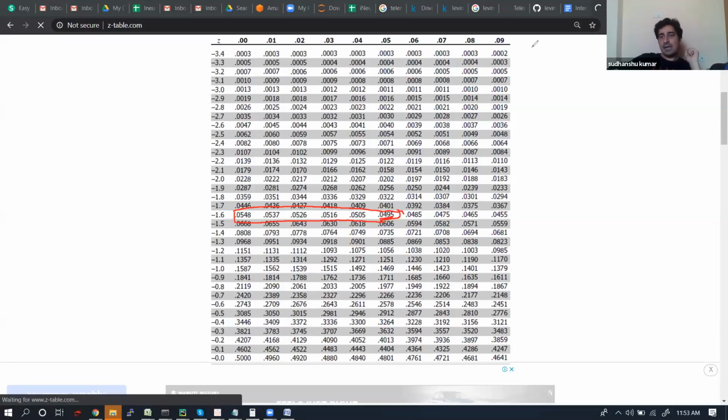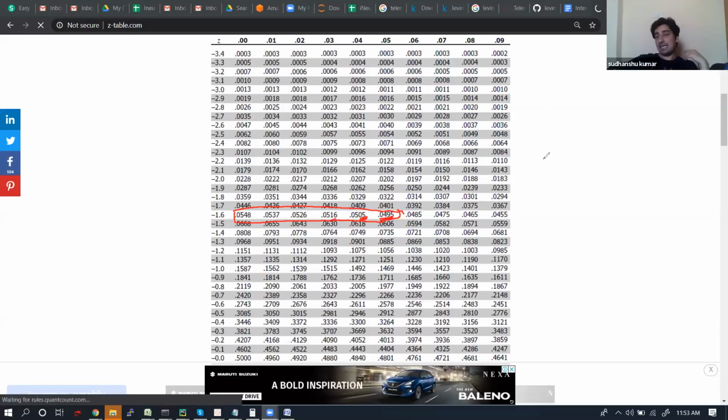Now, if I have to find the actual Z value. So what was the Z value? In the last class, we were trying to find the Z value. The Z value was basically a normalized value. Our Z value is minus 3.33, meaning the normalized value is 3.33.